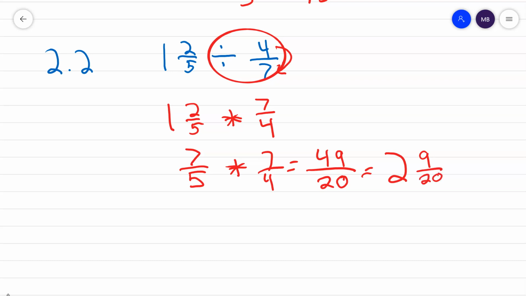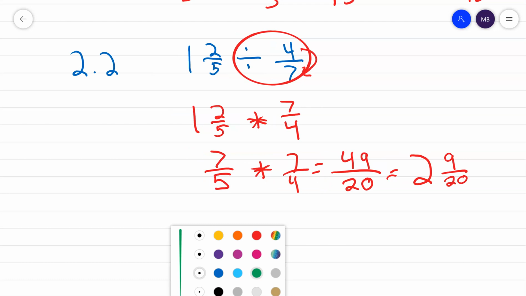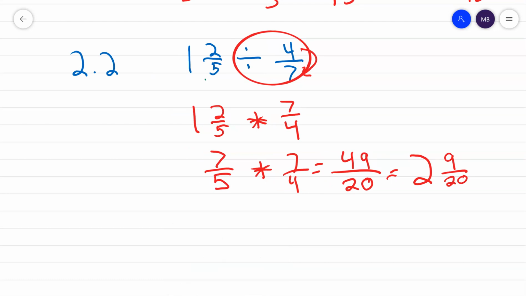Can I reduce 9/20ths? No. It seems like I can, but I can't. So that is 2.2. Actually, 2.2 is just dividing fractions. 2.3 is dividing mixed numbers. So these are very closely related, and the trick is the same. It's the reciprocal of the divisor.